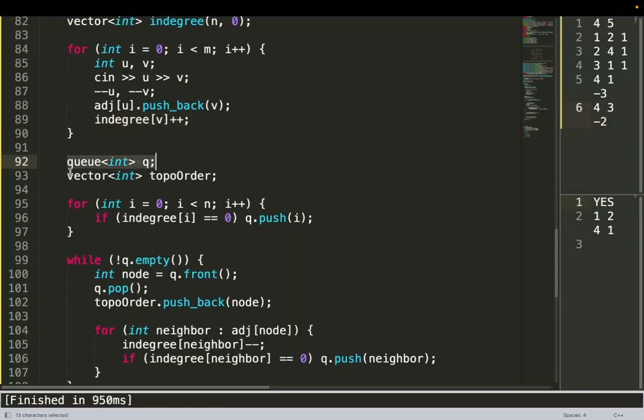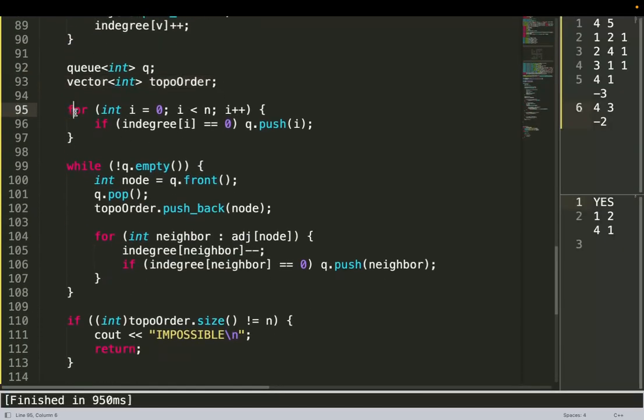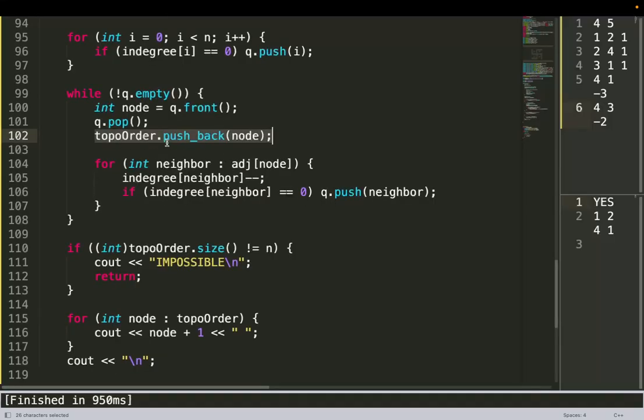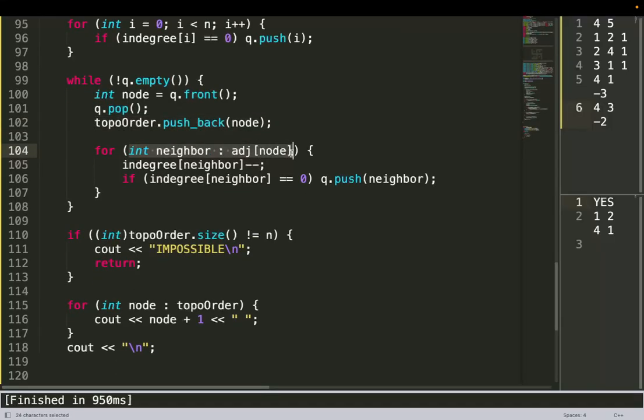Now I construct a queue and a topo order vector. Going over all the nodes, if the in degree of a node is 0, I am simply pushing it in the queue. Now while the queue is not empty, taking the node, popping it, pushing it in the topo order vector, going over all the neighbor nodes of the adjacency list, and reducing the in degree of that neighbor node by 1 because this particular node has now been taken. So for all the nodes that have an incoming edge from this particular node, the in degree will get reduced by 1.